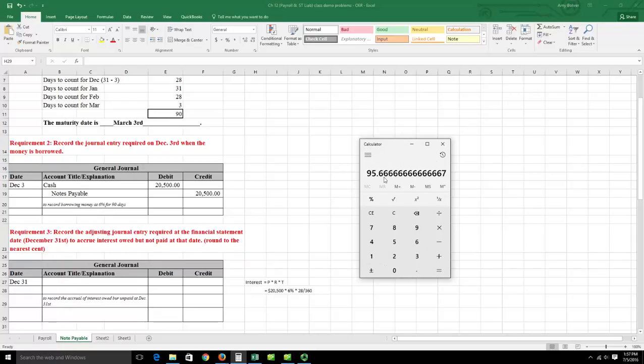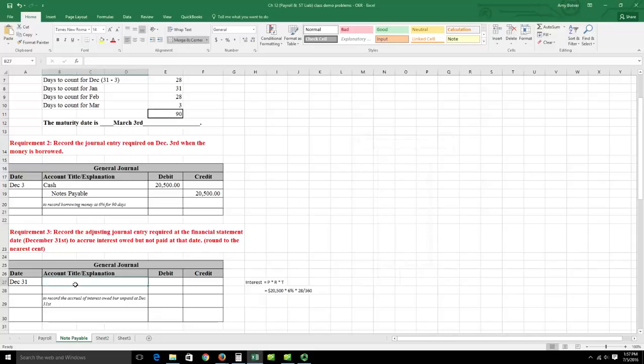So I owe $95.67 if I round to the nearest cent like the problem says. And so I owe this amount, and so I have to record this as an expense. Any amount that I owe or have incurred has to be recorded as an expense.